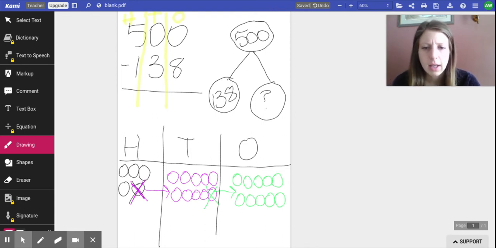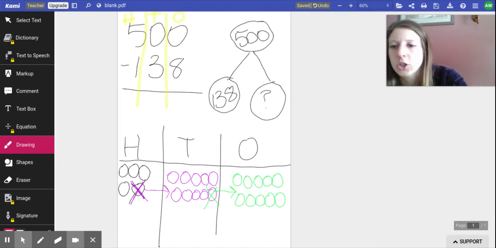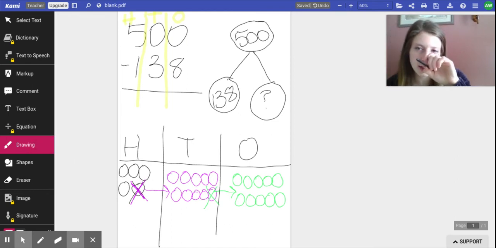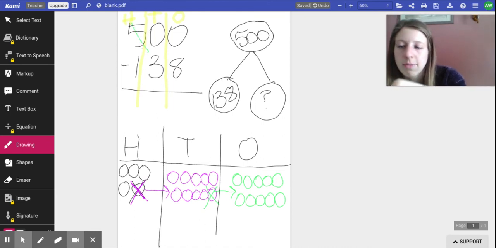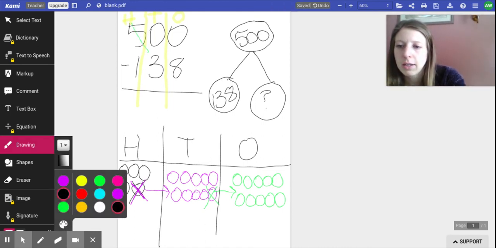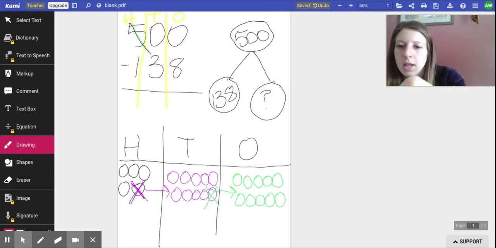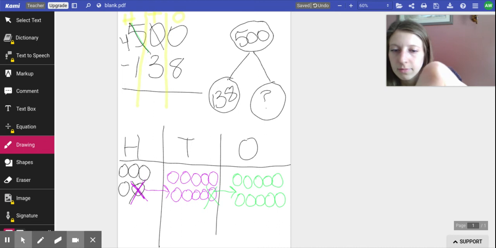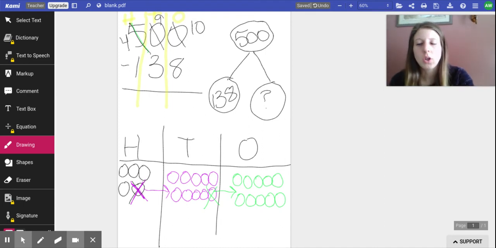So let's see. Now in my ones place, I'm actually going to show you on the chart. So what I did was I crossed off my 5 and I made it a 4 because I unbundled 1. And then I brought it over to the 0 in the tens place and I made this a 9, and the 0 in the ones place is a 10. So if you look down at your place value chart, that is what you're going to see.